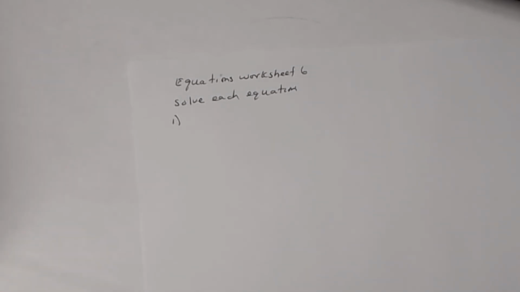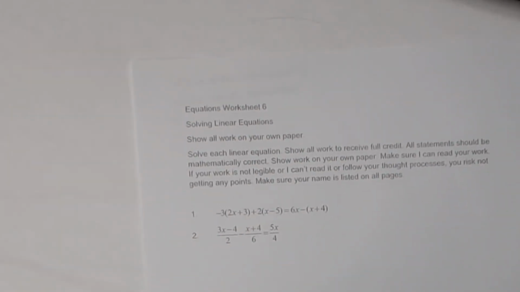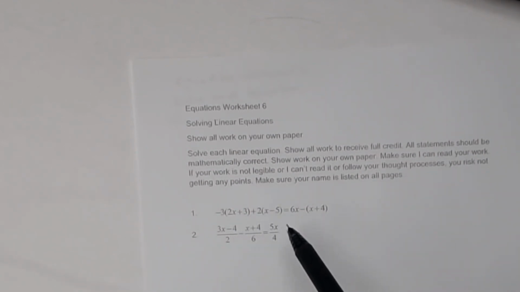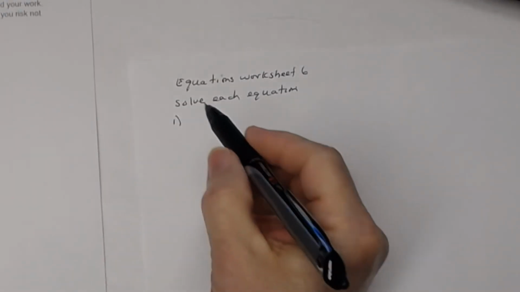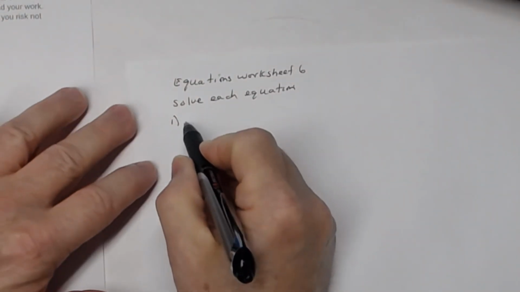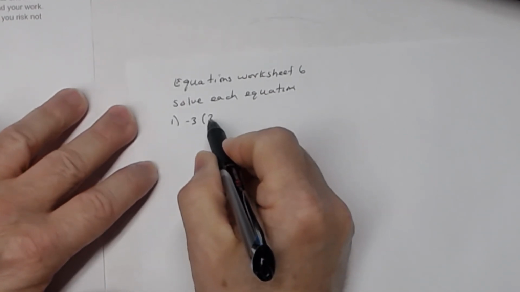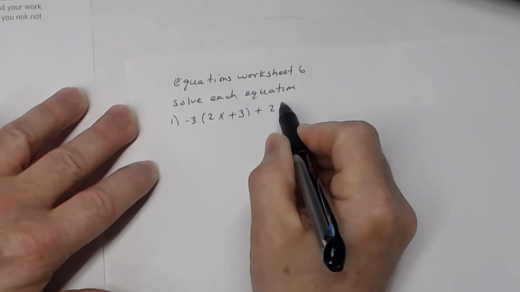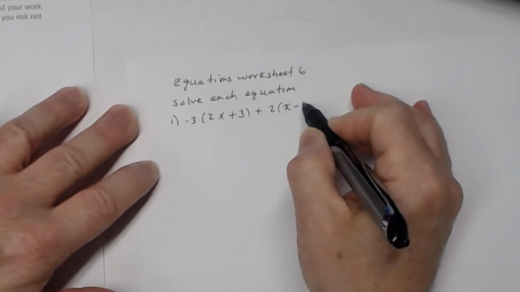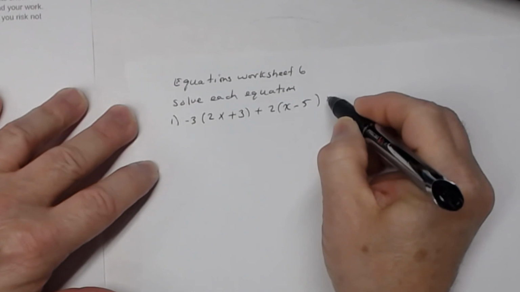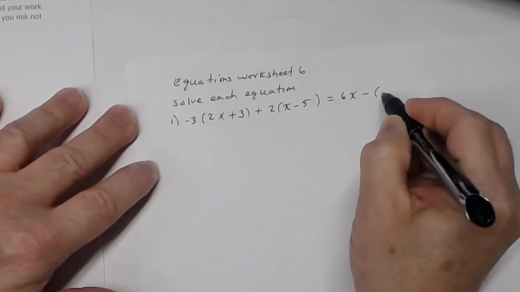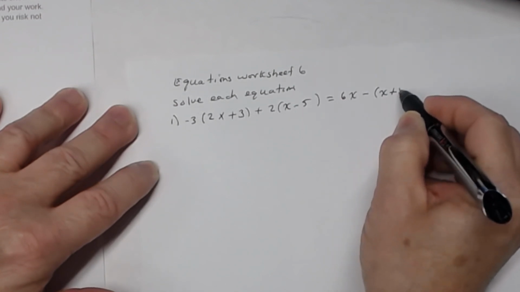All right, so this is the key to the equations, the worksheet 6, and there are two problems on solving linear equations, so let's go ahead and look at that. So number one, you had negative 3 times 2x plus 3 plus 2 times x minus 5, and that's going to equal 6x minus, and then in parentheses you have x plus 4.